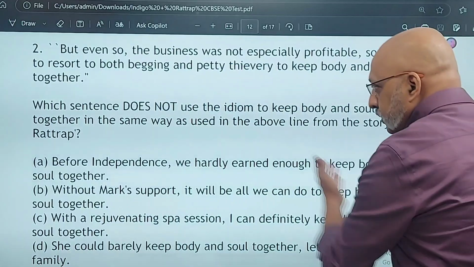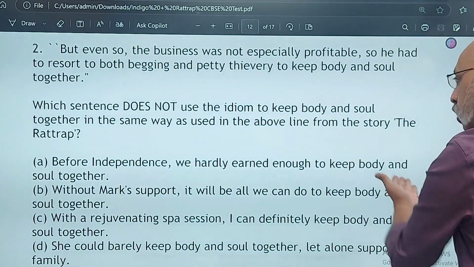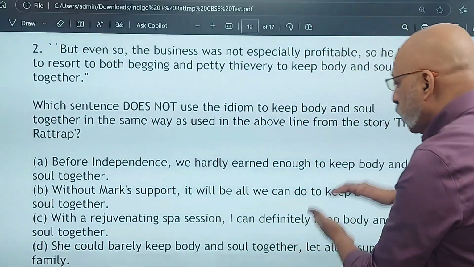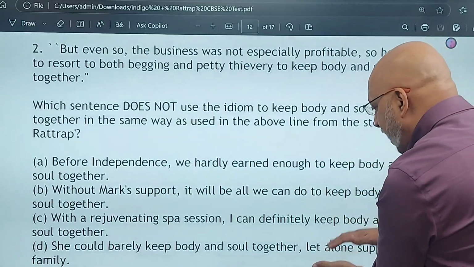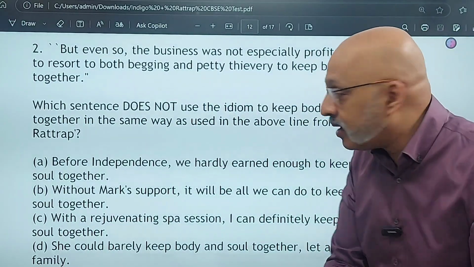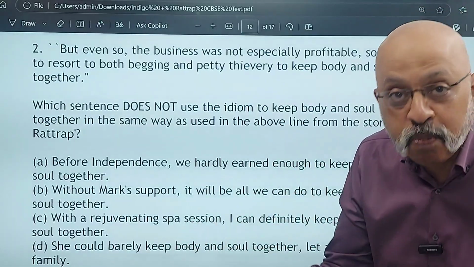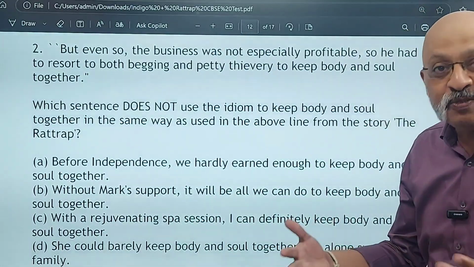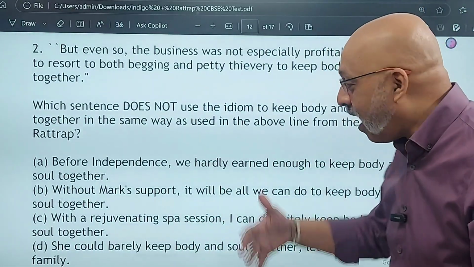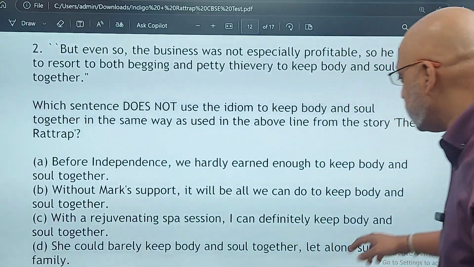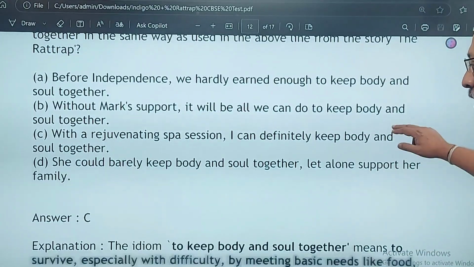The correct sentence which does not use the idiom is C, because A, B, and D are talking similarly about problems, but C is talking about a spa session, which is rejuvenating, which is positive, and hardly what the peddler is talking about. So the correct option is C.